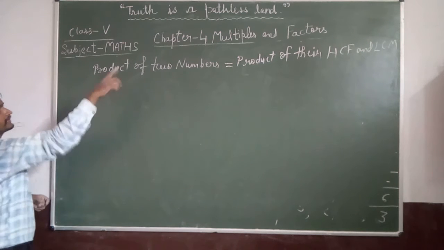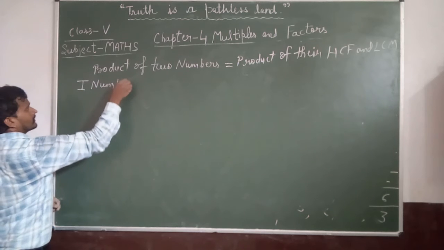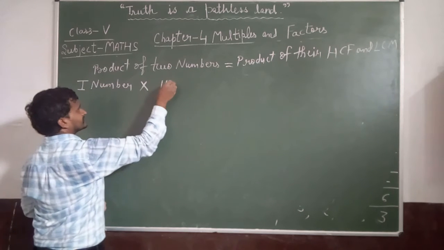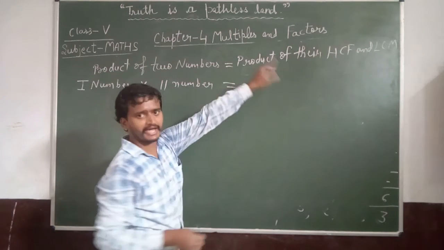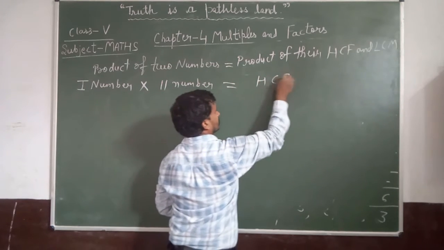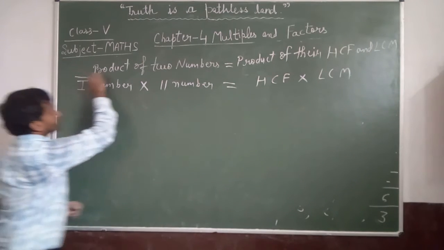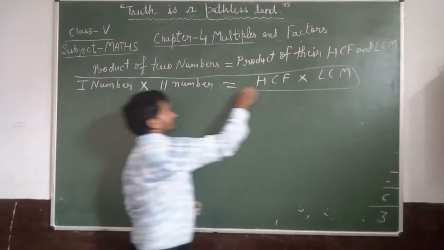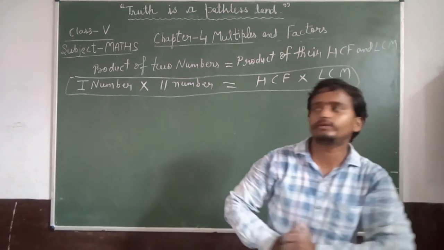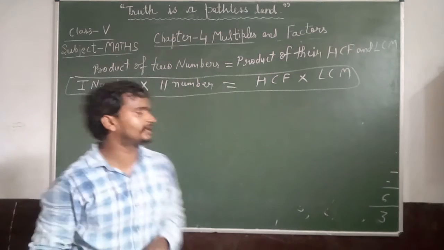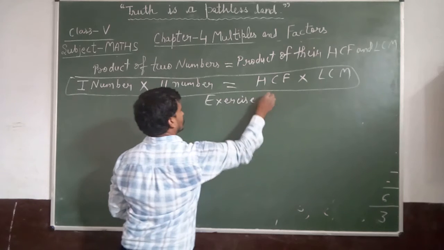What is the meaning of product? Meaning of product means multiply. So we can write first number multiply by second number equals to HCF multiply LCM. This is important property. Now we will do question of exercise 4D. Let us do question number 3.